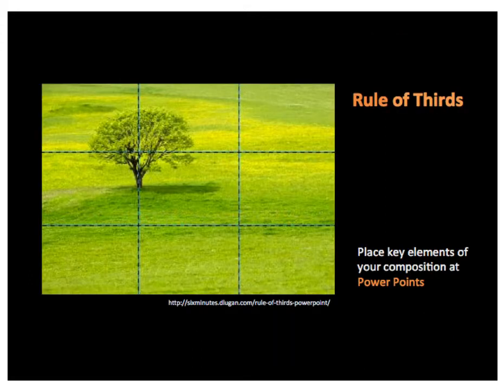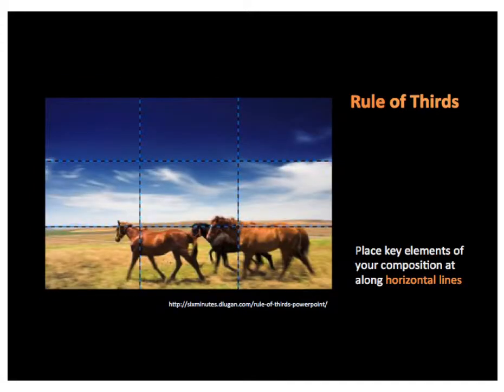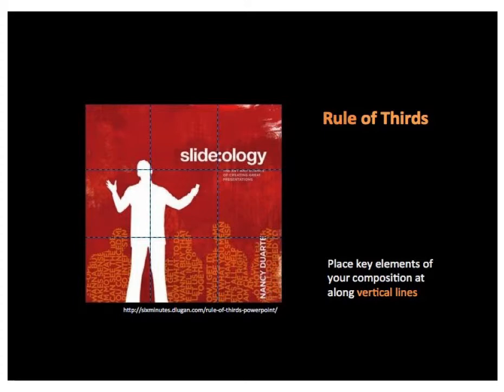For example, here, where the tree is one of those key elements, it creates a much more dynamic composition by placing the tree along one of those power points versus just smacking it right in the center. Another example, we have our interesting area of the horses down along that bottom third, along the horizontal lines. Also along the vertical lines, it helps to create a dynamic composition.